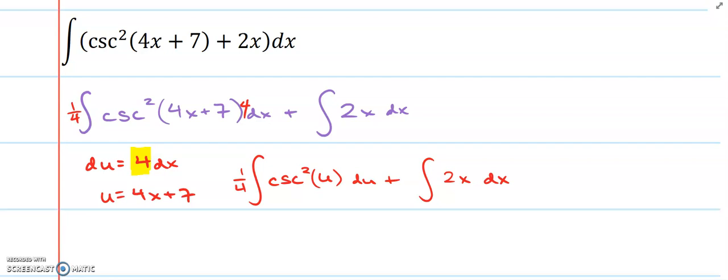I asked Brett a minute ago, so he better get the answer right this second time. What's the antiderivative of cosecant squared? There we go. We have a negative of 1/4 times a negative cotangent of u plus x squared plus c. Can't forget the plus c because we're doing indefinite integrals.